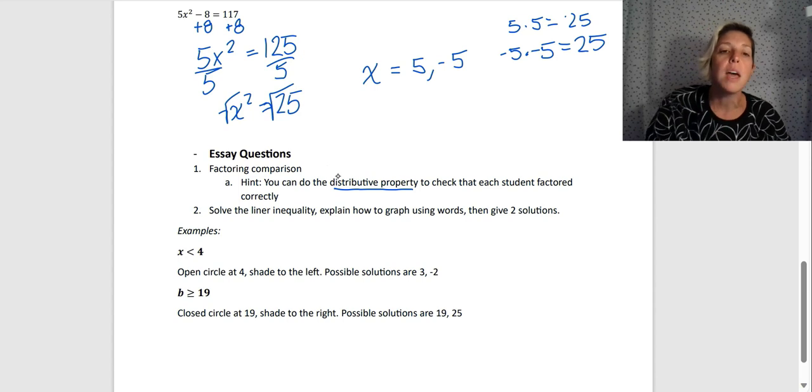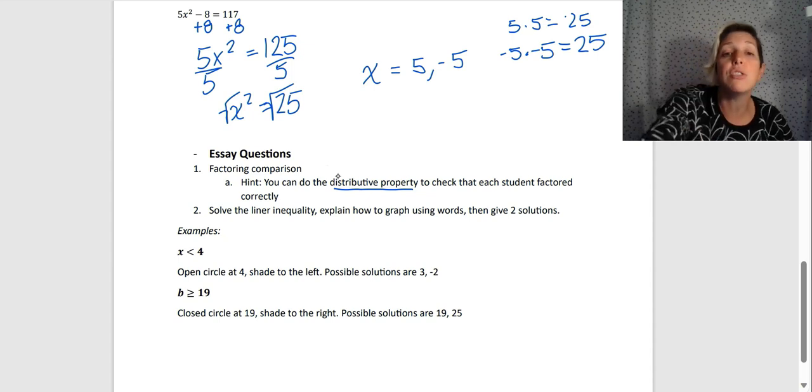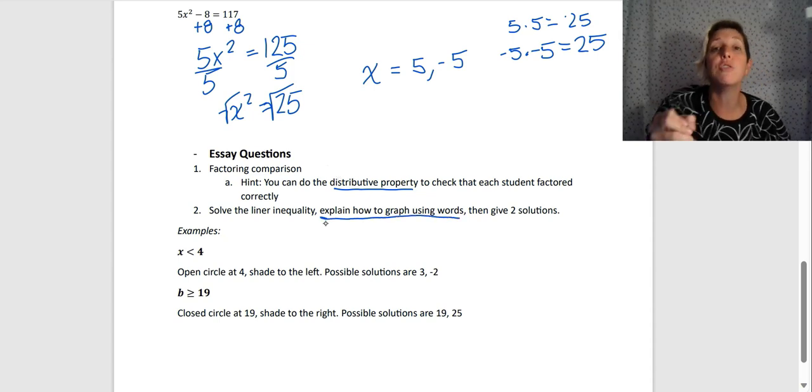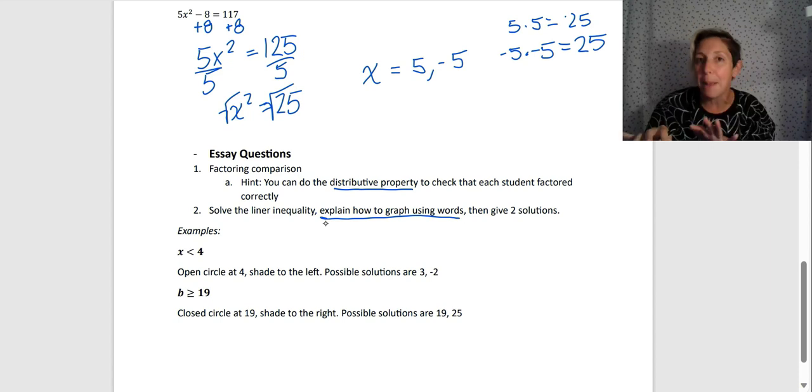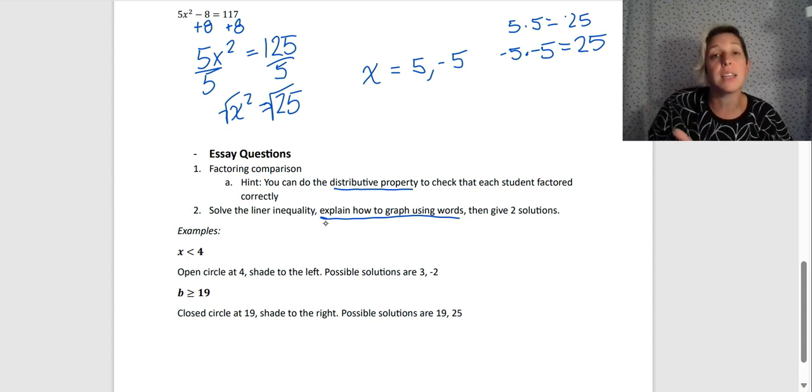All right. The second essay question, you're going to have to solve a linear inequality. Then you need to explain how to graph using words because you're typing. So you have to use your words. I recommend actually graphing it yourself and then looking at your graph and then typing, how did I graph that? And then lastly, on that essay question, you'll give 2 examples. So I've got 2 examples here just to kind of show you what those words would be.